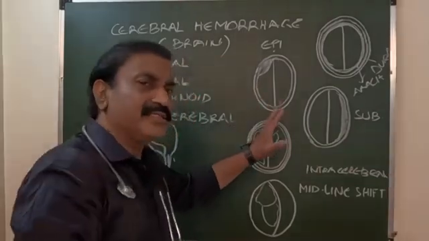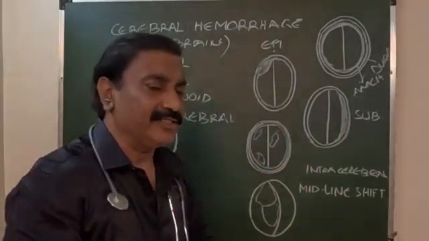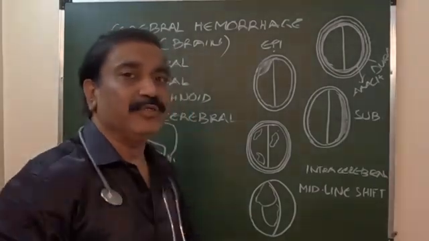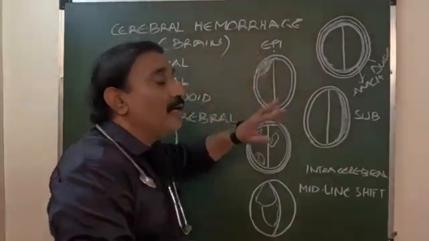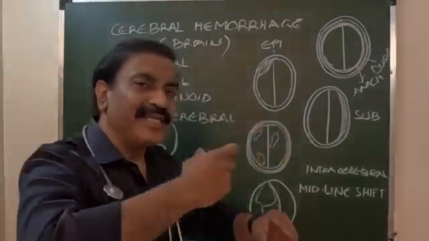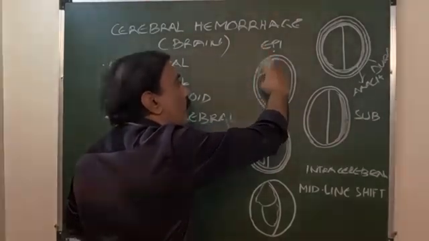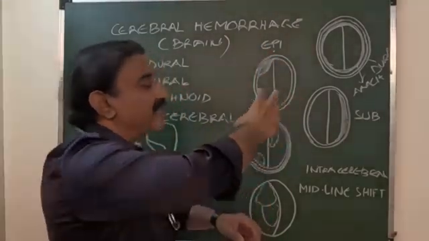Okay, and this is simple. This happens only in accidents, not in any other situations, only with some injury to the brain. So this is called extradural or epidural, and it can be simply removed by putting a small burr hole. Neurosurgeons will put a hole here, they call it a burr hole, and they remove the clot.